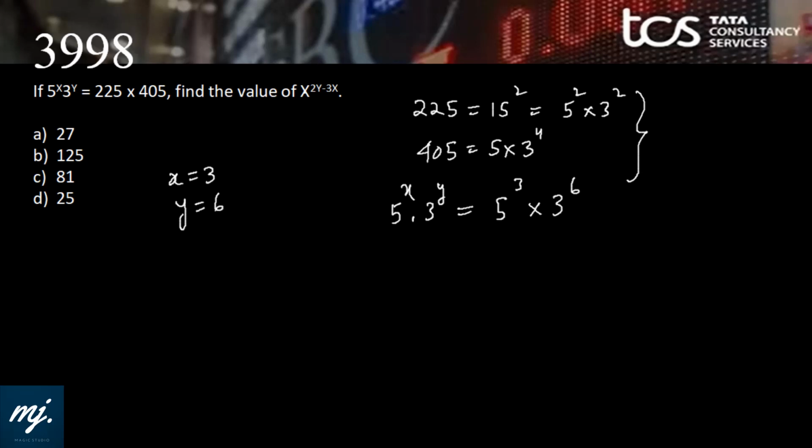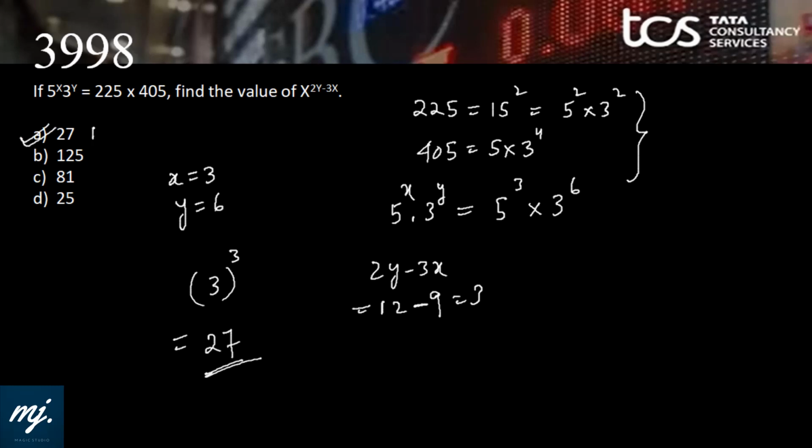Now, the value of the expression: x to the power something. X is 3 to the power 2y minus 3x. 2y is 2 into 6, that is 12, minus 3 into 3 is 9, that is 3. So we are looking out for the value 3 to the power 3. 3 to the power 3 is 27, and that features in option A.